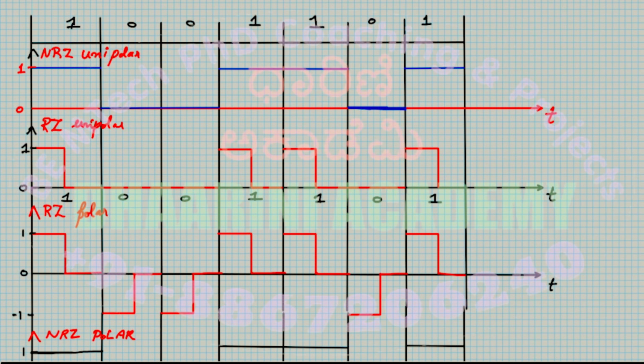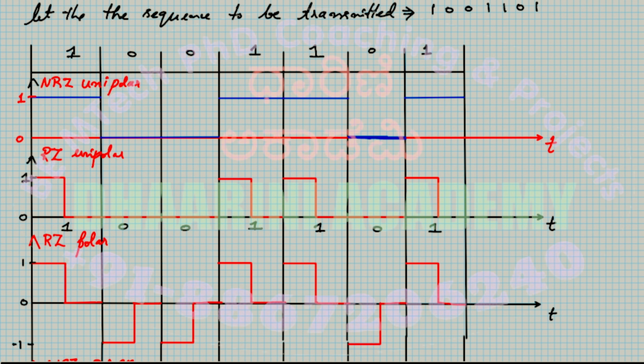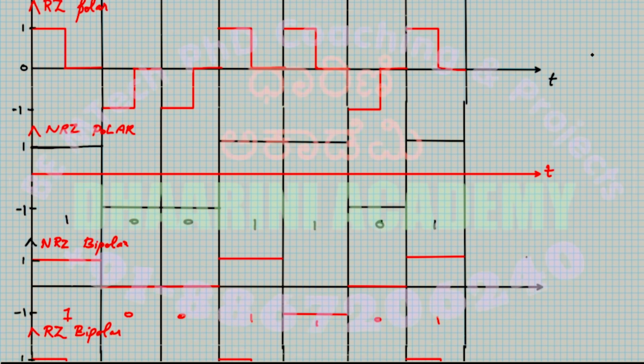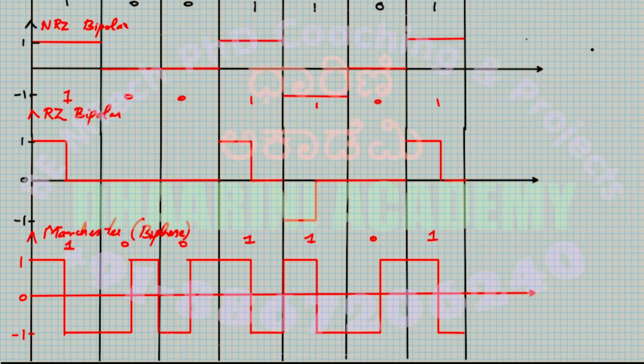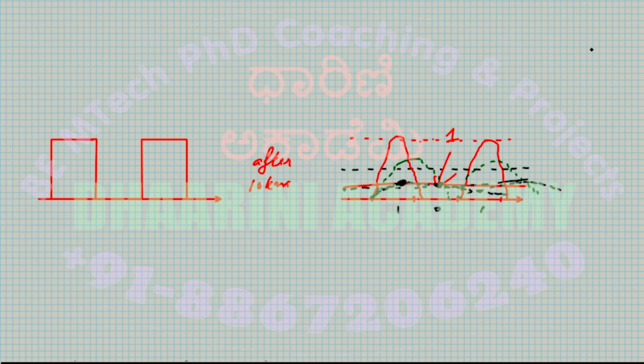Normally, one common question is that they give a specific bit sequence, and they will ask you to plot maybe one or two of these. That's what is expected in the normal case.